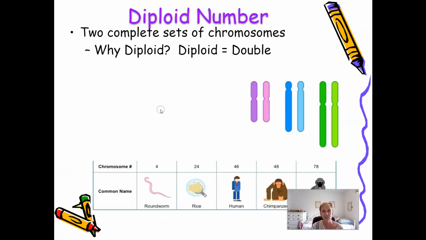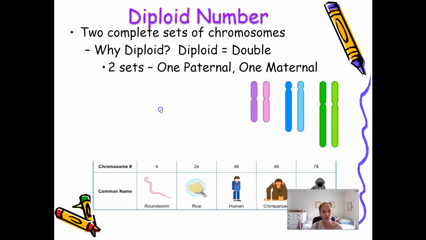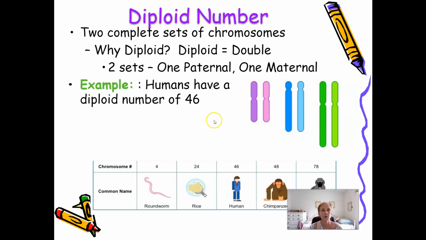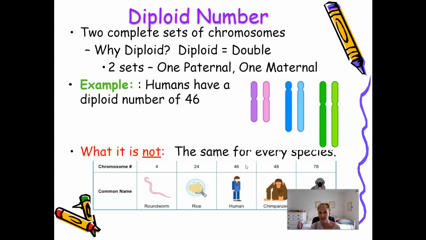The diploid is two sets. Di means two. So it means you have one set from your mom and one set from your dad. So here's three different sets of chromosomes. These are the homologous chromosomes, right? 1, 2, and 3. So an example, humans have a diploid number of 46. We have 23 chromosomes we got from mom, 23 chromosomes we got from dad. That's our diploid number. You refer to that as 2n. Write that down, 2n.